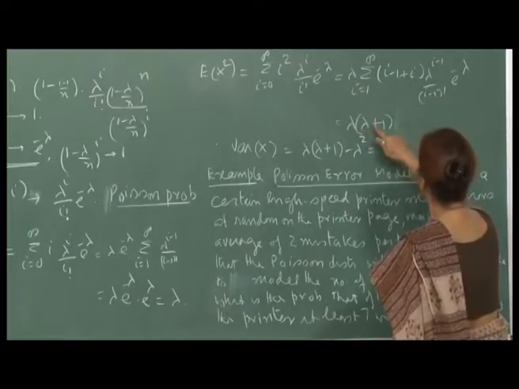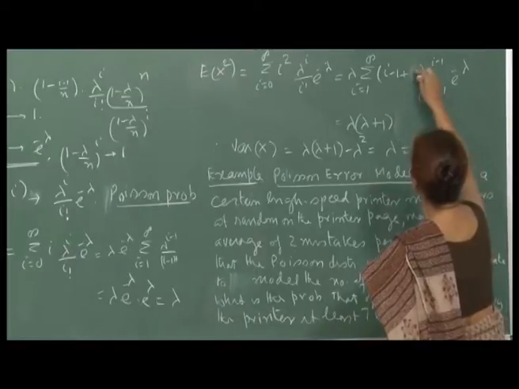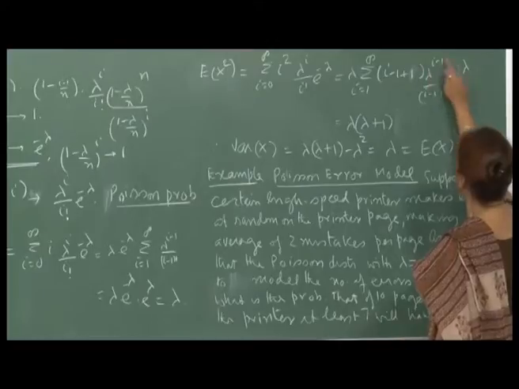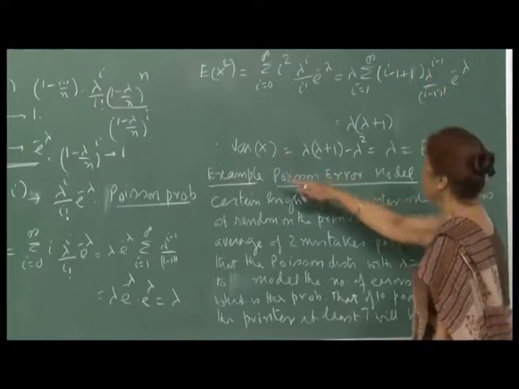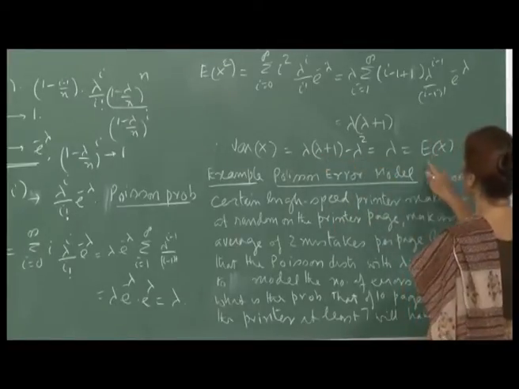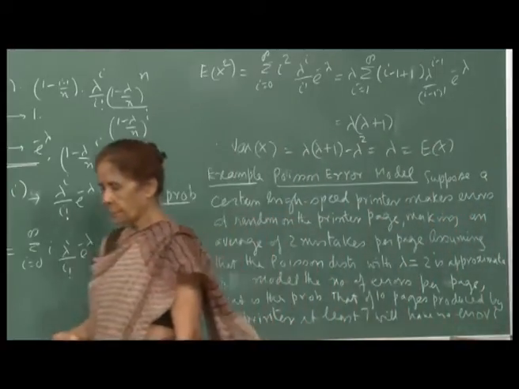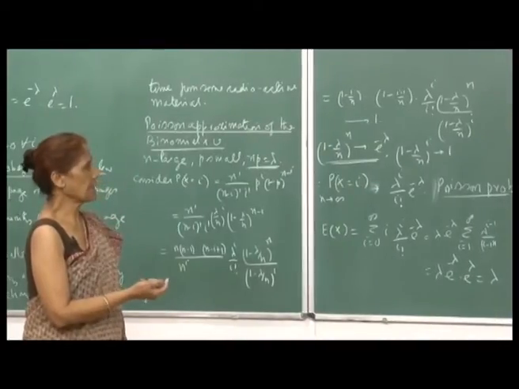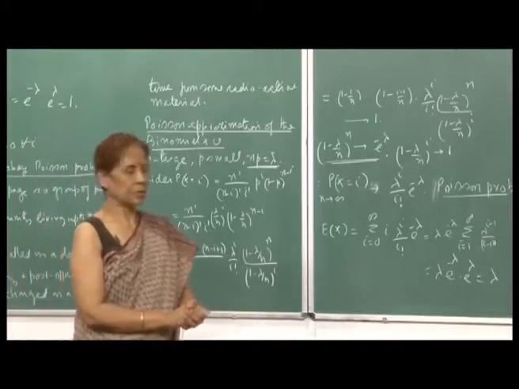So, this will be lambda plus 1, sorry, this should be plus 1, okay, i minus 1 plus 1, because these are again Poisson probabilities, so they will add up to 1. So this is what you have, and therefore variance will be given as lambda into lambda plus 1 minus lambda square, which is lambda. So this is a particular situation where your expectation and the variance are the same, and both are equal to the parameter of the Poisson distribution.